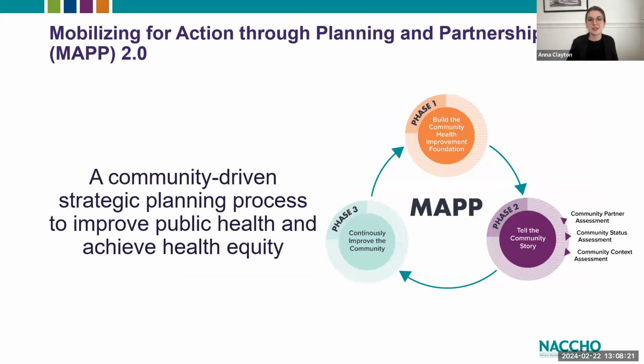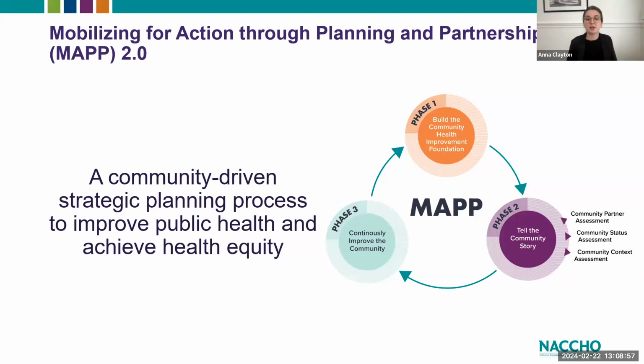So beginning with a basic introduction to MAPP. MAPP stands, as Molly said, for Mobilizing for Action Through Planning and Partnerships. And it's the National Association of County and City Health Officials' flagship framework for community health improvement. It outlines a community-driven strategic planning process to improve public health and advance health equity. MAPP helps communities prioritize public health issues, identify resources to address them, and take action through a shared community health improvement plan.